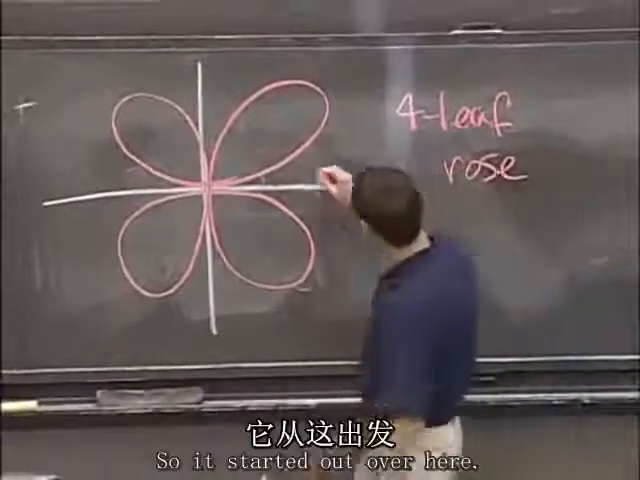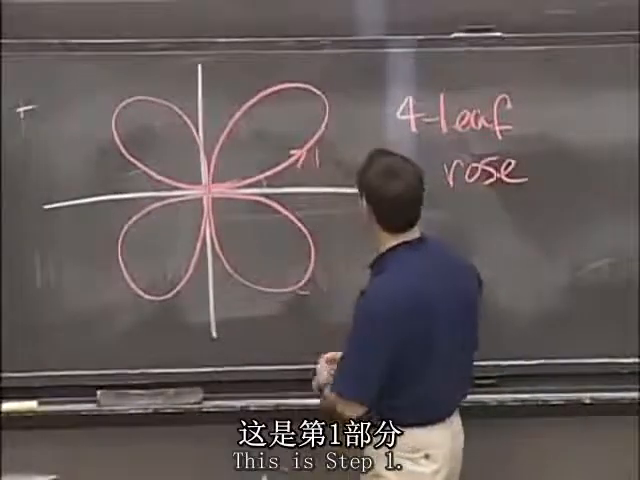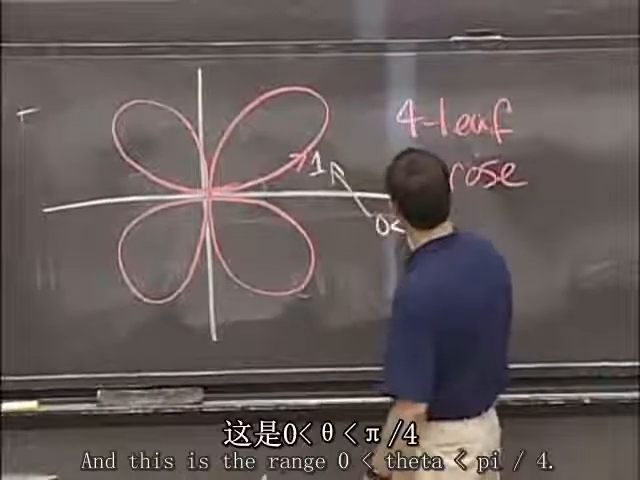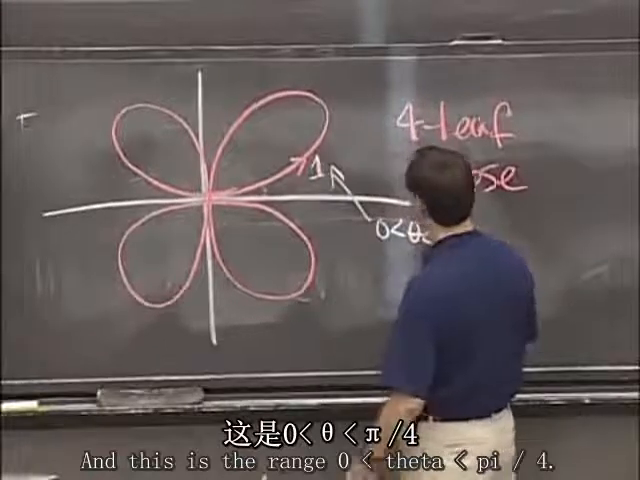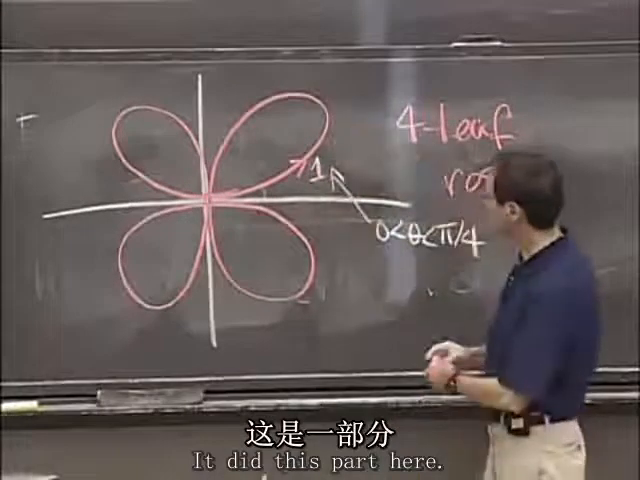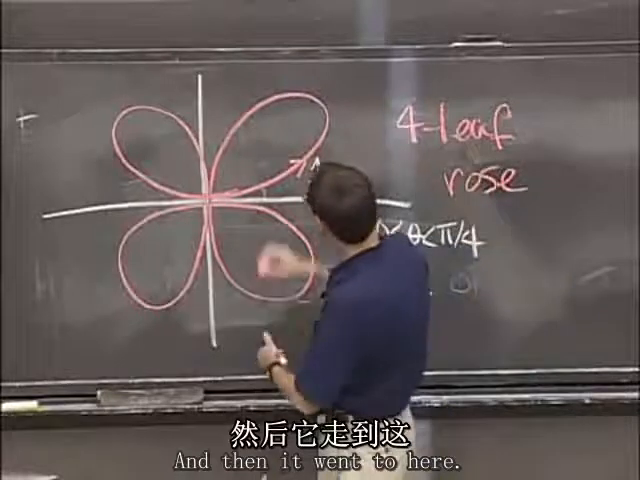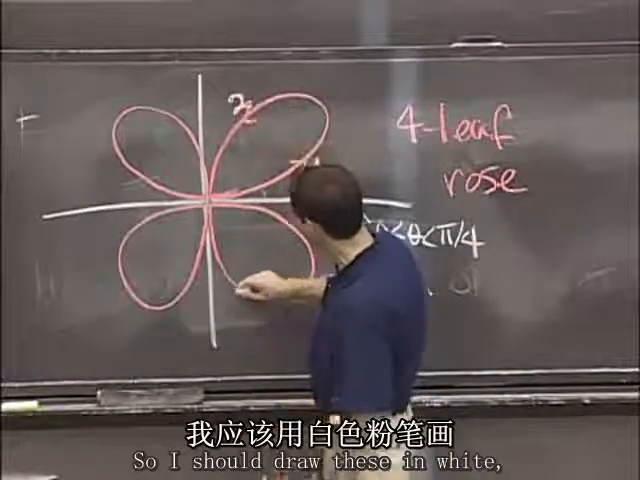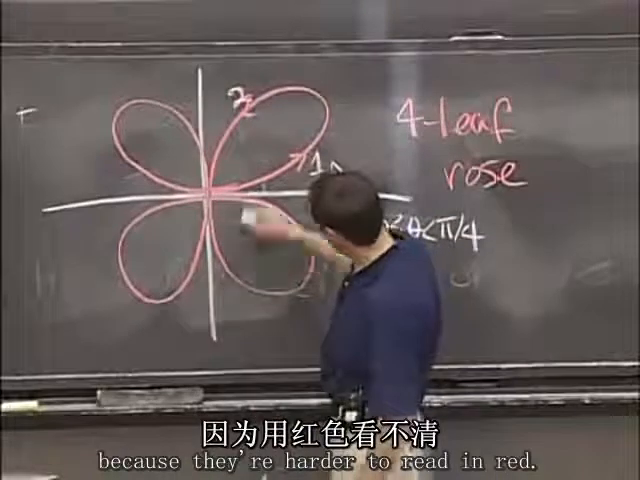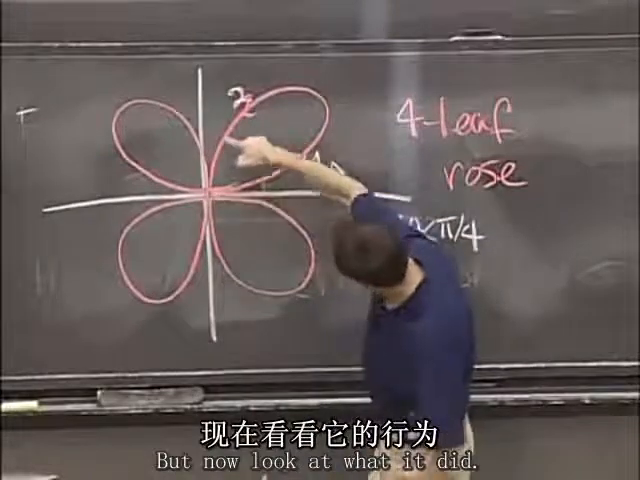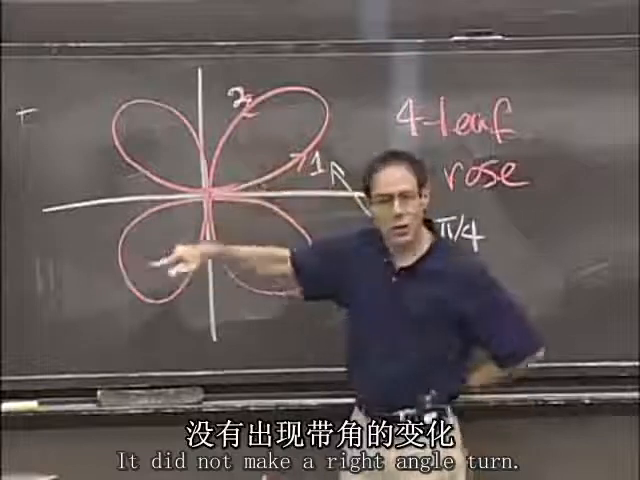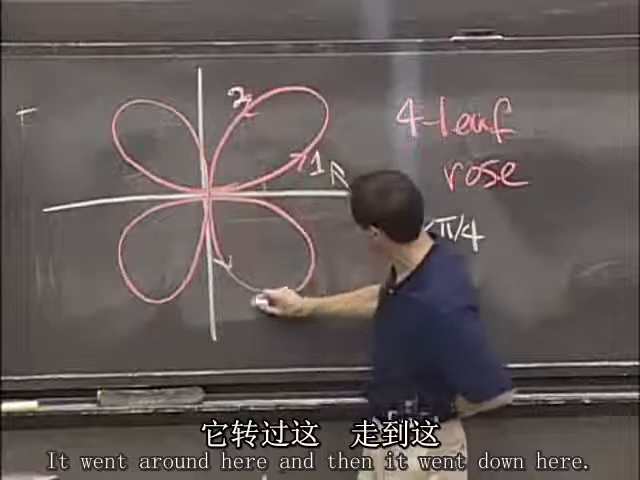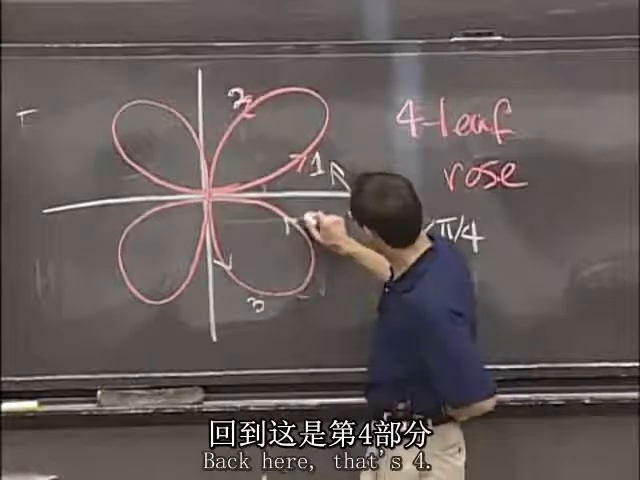All right? So it started out over here. This is step 1. And this is the range 0 < θ < π/4. All right? It did this part here. And then it went to here. So I should draw these in white because they're harder to read in red. But now look at what it did. It did not make a right angle turn. It was nice and smooth. It went around here and then it went down here. This is 3. Back here, that's 4.